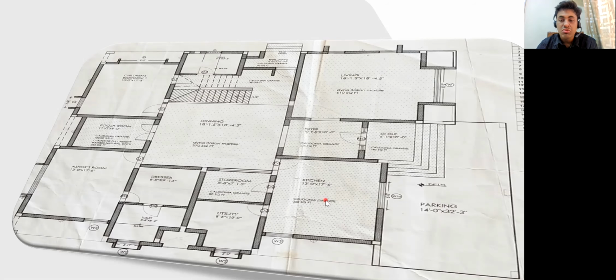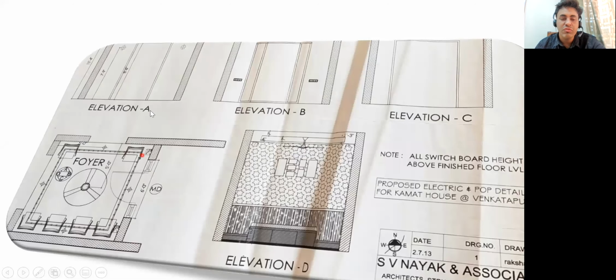and based on that the executions will be done. So now we'll try to understand each and every one of the rooms, how it is to be detailed. First we'll try to see how the foyer is detailed. I have a foyer here. So this is how the foyer is detailed.